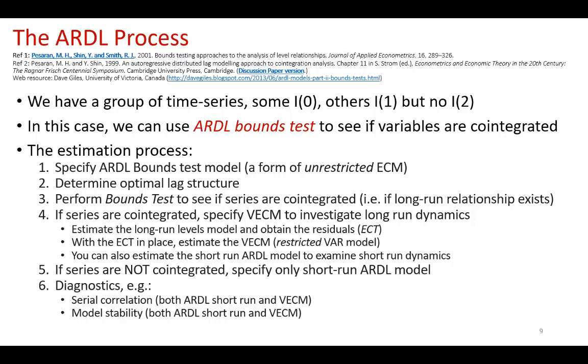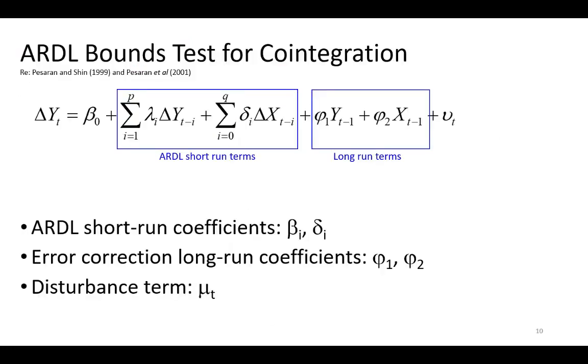And at the end of the journey, we want to make sure that all is well in paradise by performing some essential diagnostics. In my opinion, the two most important would be the serial correlation test and the test of model stability. But you can also do additional stuff, such as checking to make sure that there's normality and also that there's no heteroscedasticity.